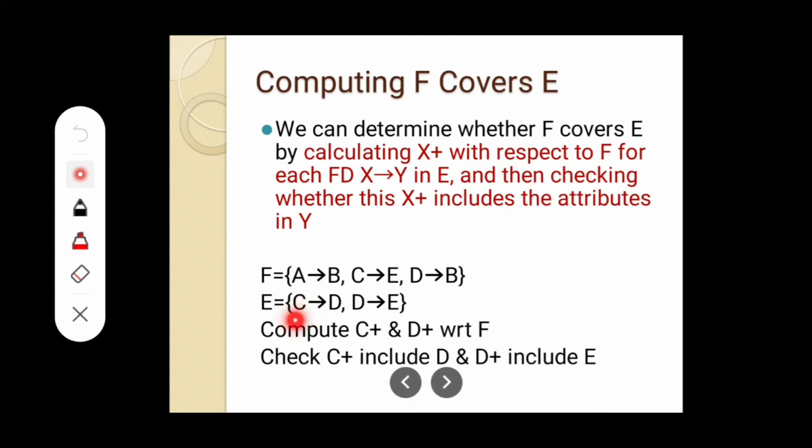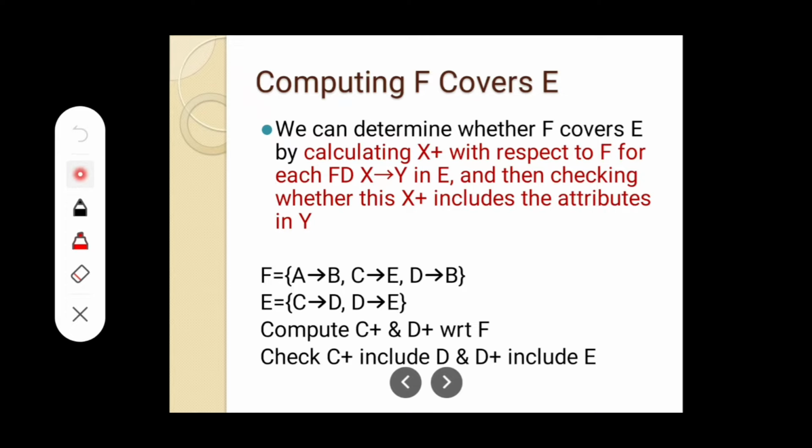That is, we will compute the closure of C plus and D plus with respect to F. We will confirm whether the answer to C plus contains D, and whether the answer to D plus contains E. If it is so, then we can say that F covers E.